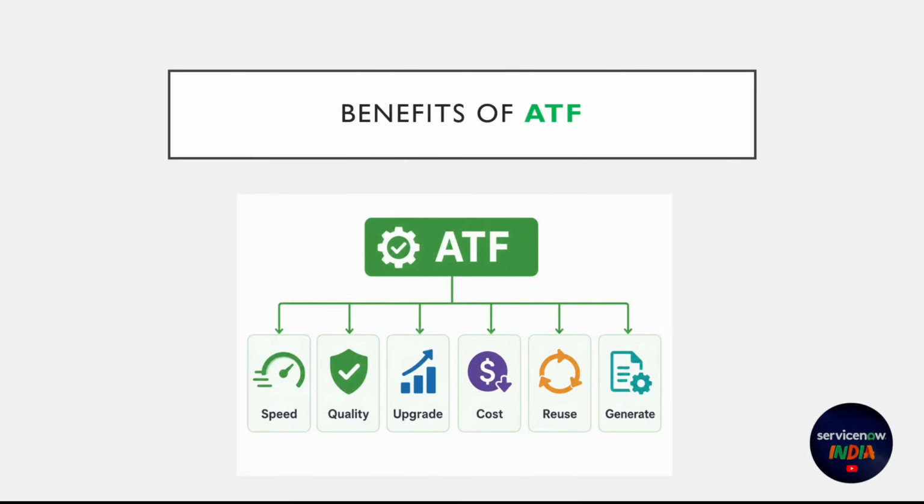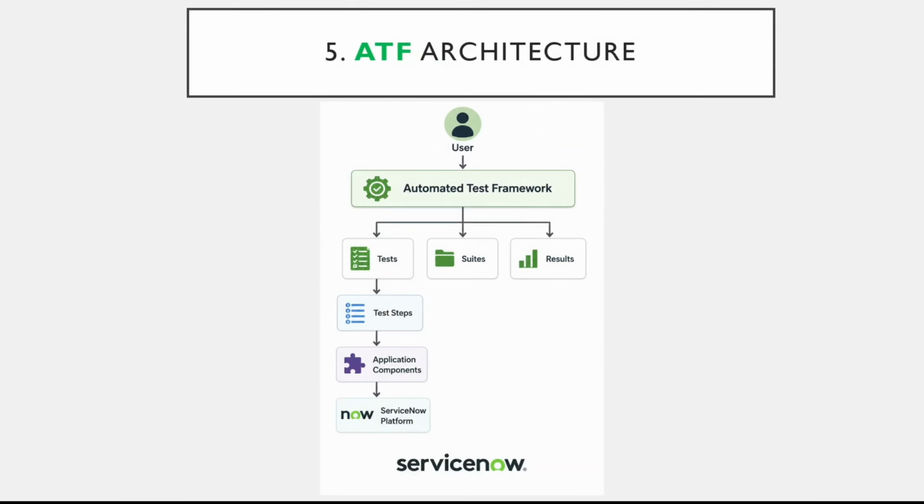It has major benefits with ATF when compared to the manual part, like speed and quality, upgrade and cost, reuse, and generating the documentation. The architecture of ATF: when a user creates an ATF, it consists of tests, test suites and results, and we have the test steps in the test, and the application components towards the platform.